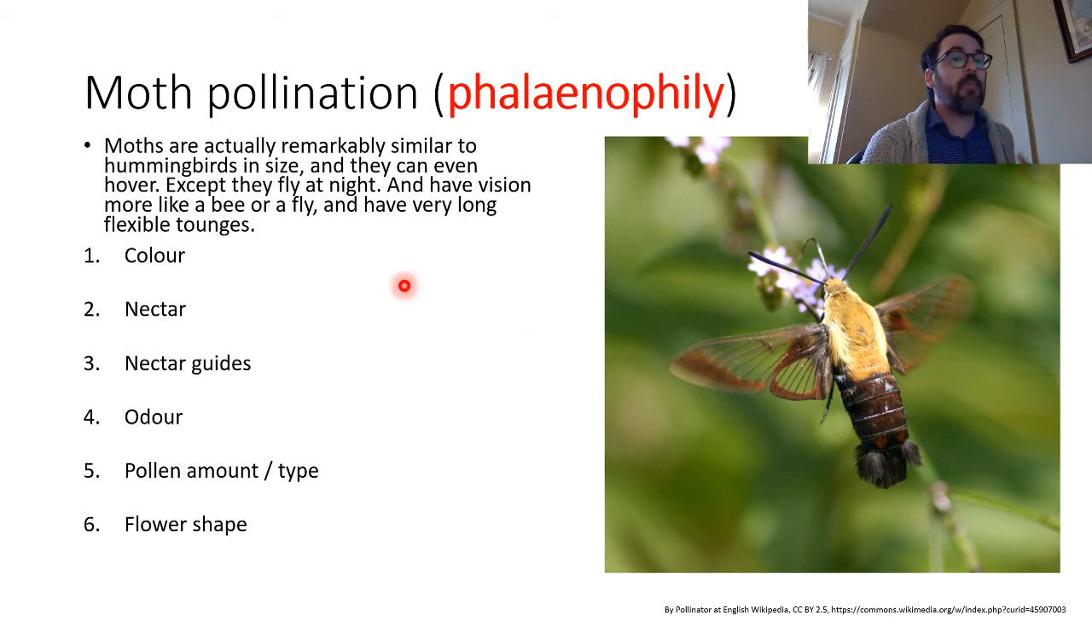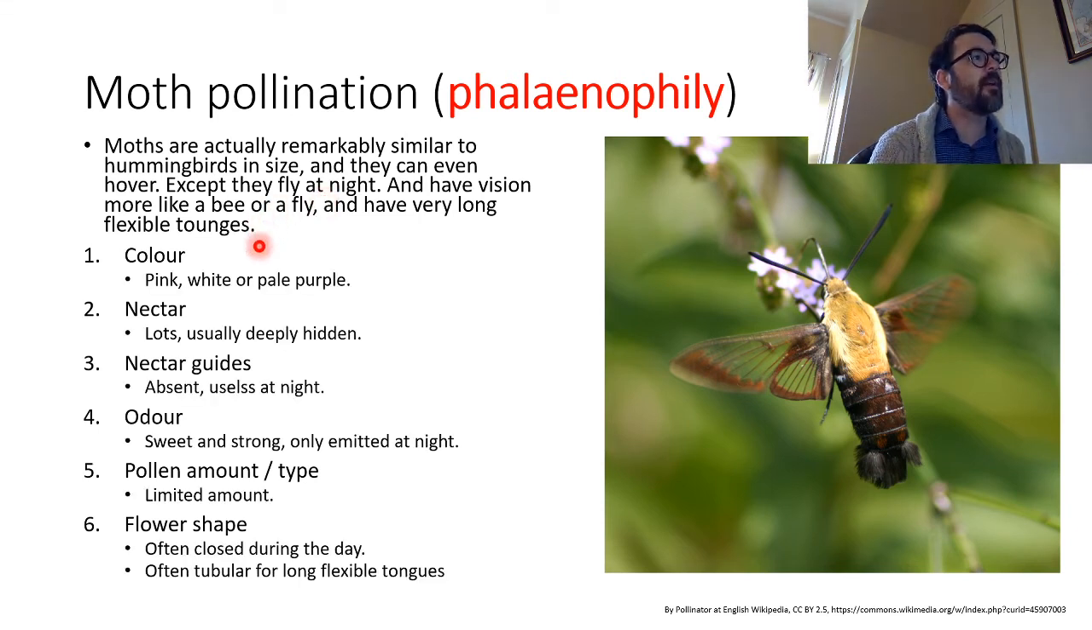Okay, and then we have moth pollination. I'm not even going to try to say that. So moths are actually remarkably similar to hummingbirds. So a lot of them are almost the same size as hummingbirds, and some of them can even hover the way a hummingbird can. Except moths fly at night, and they have vision that's more like a bee or a fly, right? And they have really long tongues, unlike a bird or a bat, right? So you can imagine that they might almost be a hybrid between the bat and a bee or a flower. And indeed, they tend to be pink or white or like a purple kind of ultraviolet color.